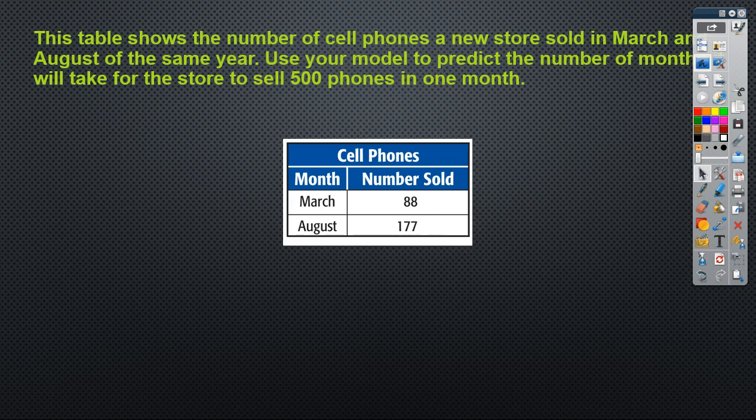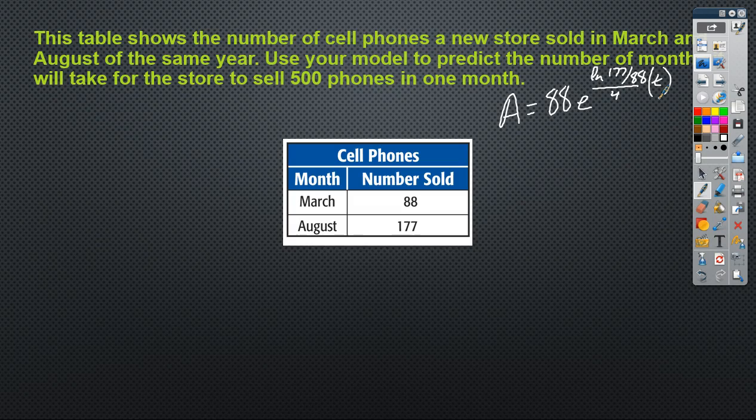This same table, we're going to use our model to predict. So what was our model? Well, our model was A is equal to A sub 0, which we said was 88, e to the k, well, what was k? The natural log of 177 over 88, all over 4 times t. And they want to know how long will it take to sell the store 500 phones in 1 month.